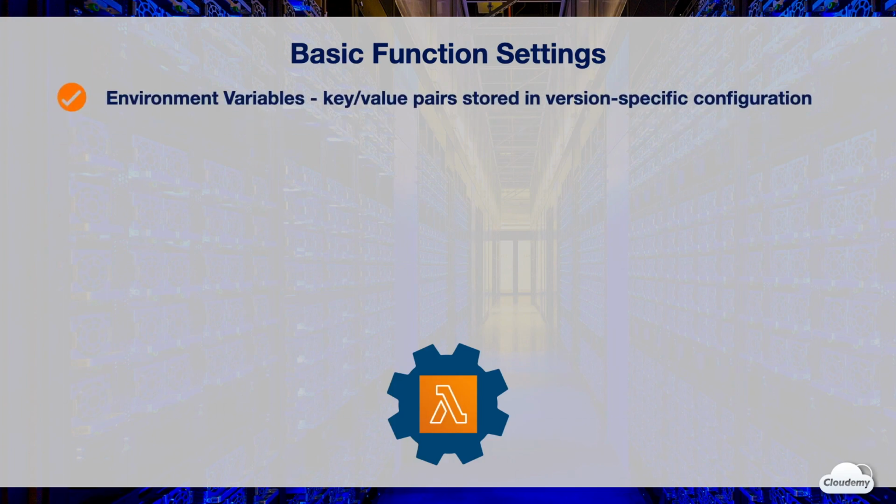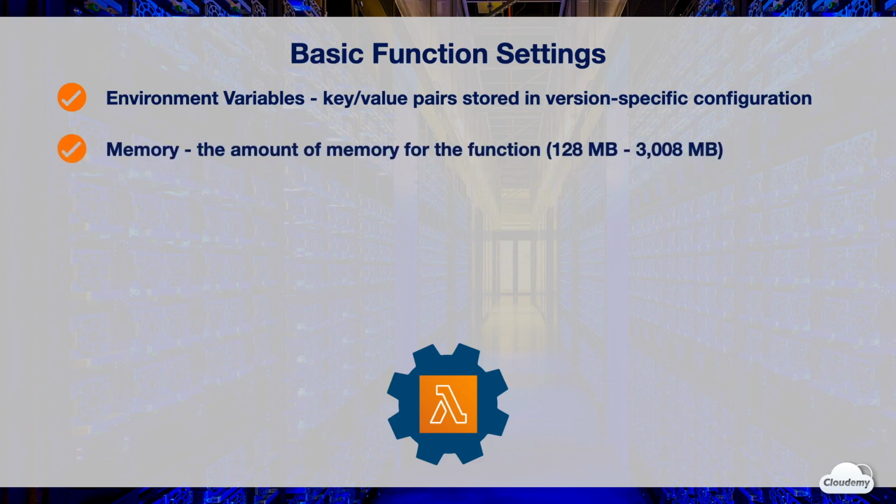You can use environment variables to pass dynamic values to your function and adjust its behavior without updating the code. An environment variable is a key-value pair that is stored in a function's version-specific configuration. For example, you can store database connection strings as environment variables, and have different values for development, testing, and production environments. Environment variables are encrypted at rest using AWS KMS.